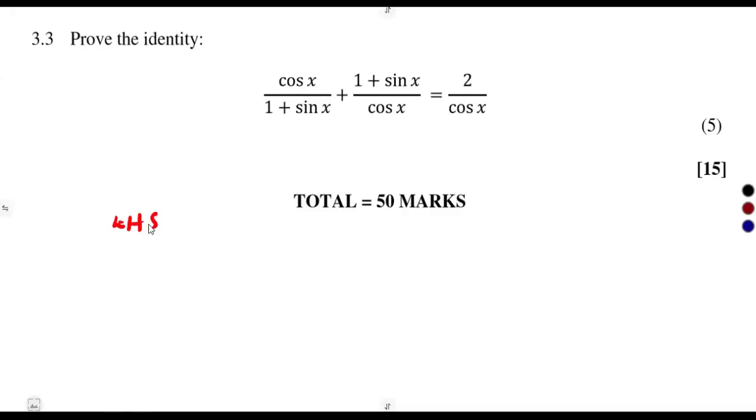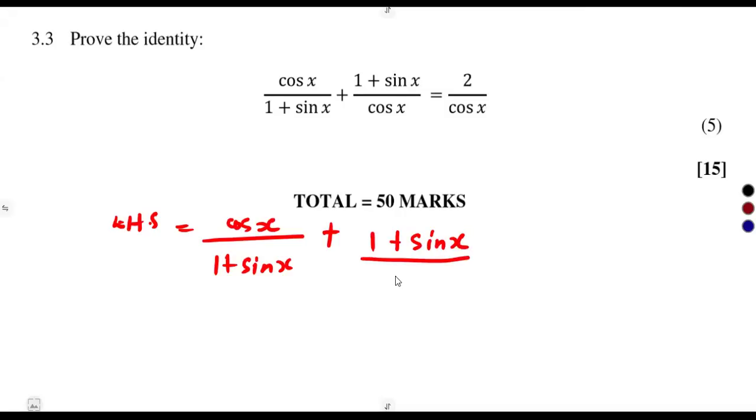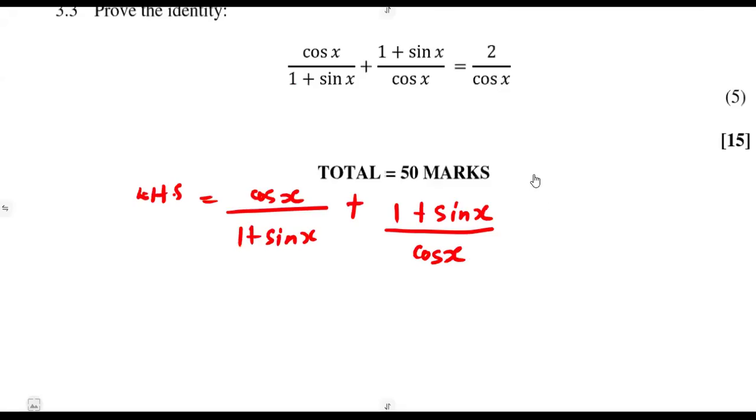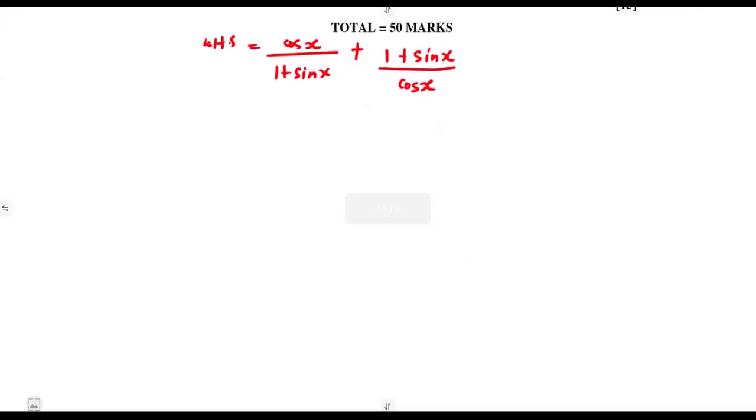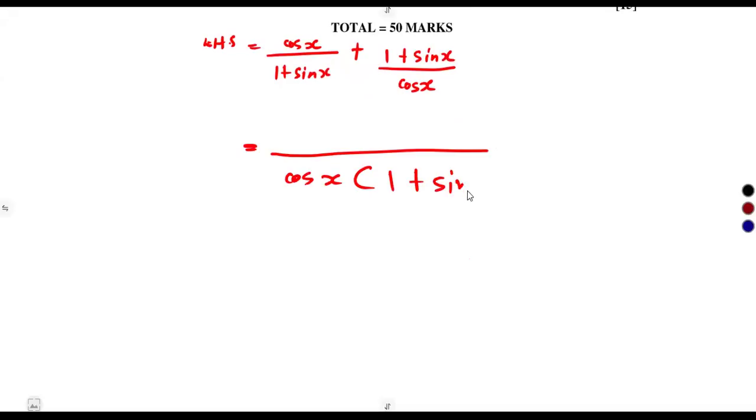So our left-hand side has cos of x over 1 plus the sine of x, plus 1 plus the sine of x over the cos of x. So guys, we can simply add these ones and see what we get. Let's add. As you can see, we're going to need the LCD of the given denominators. Take these two as they are: 1 plus sine x and cos x. So that's it, guys. Cos of x, 1 plus the sine of x.